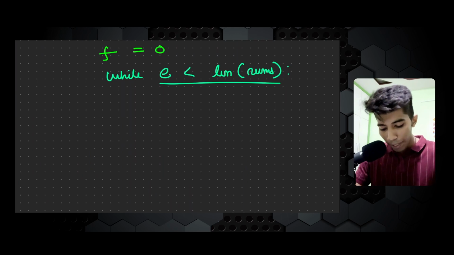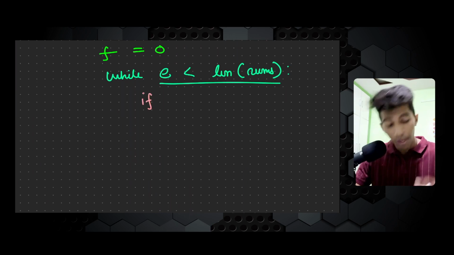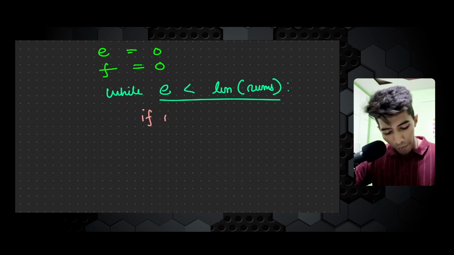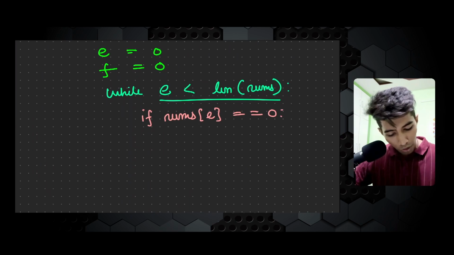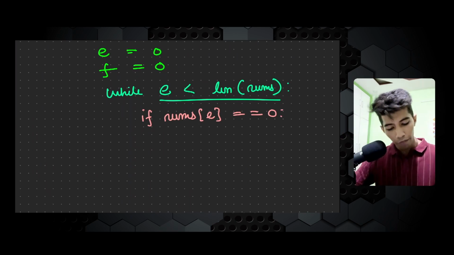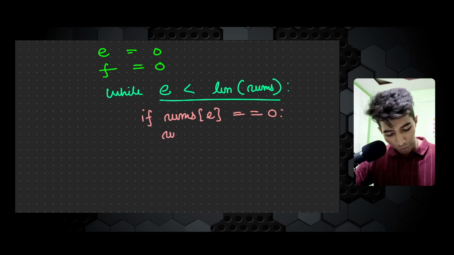Now my value of E is lesser than the length of nums. So in that particular case, what will I be doing? When my value is lesser than nums, then I will check for the condition. Now I will write my first condition, and this condition will look like: if nums of e is equal to 0, then what do you have to do? Simple, you have to do the swap. Okay, and for the swap we are very much friendly with the swap operation.